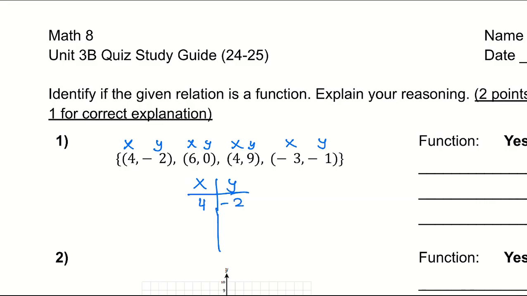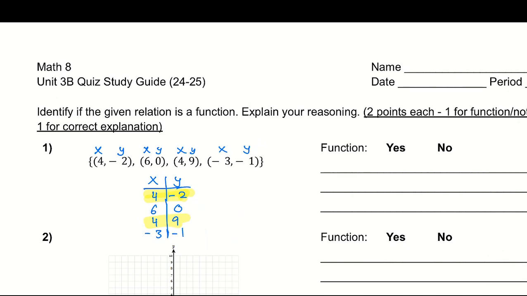Some things are a little bit easier to see as tables, all right? So this is what I have, and I'm looking at it, and it seems as though the fours, I've got the same input for x and I've got different output for y. So this is not going to be a function.